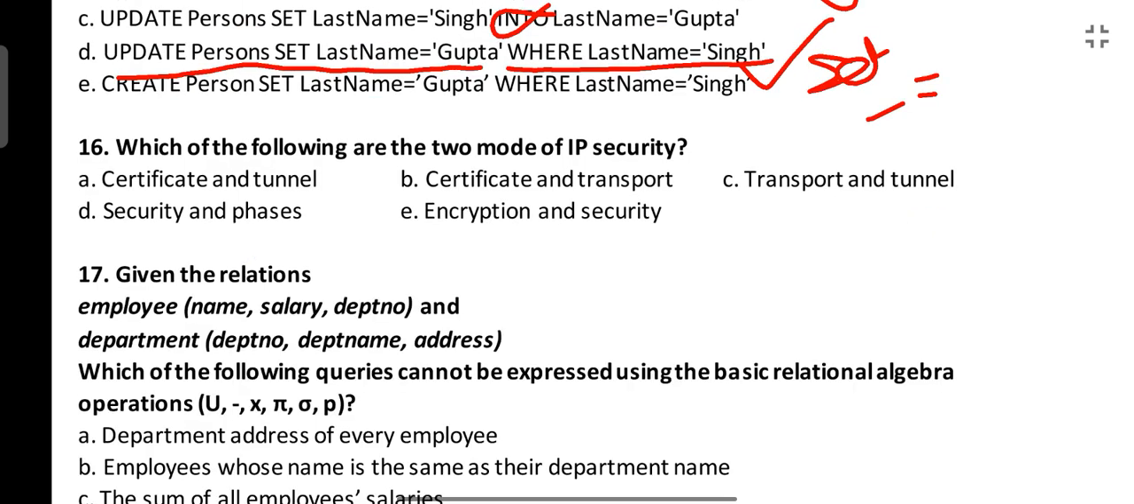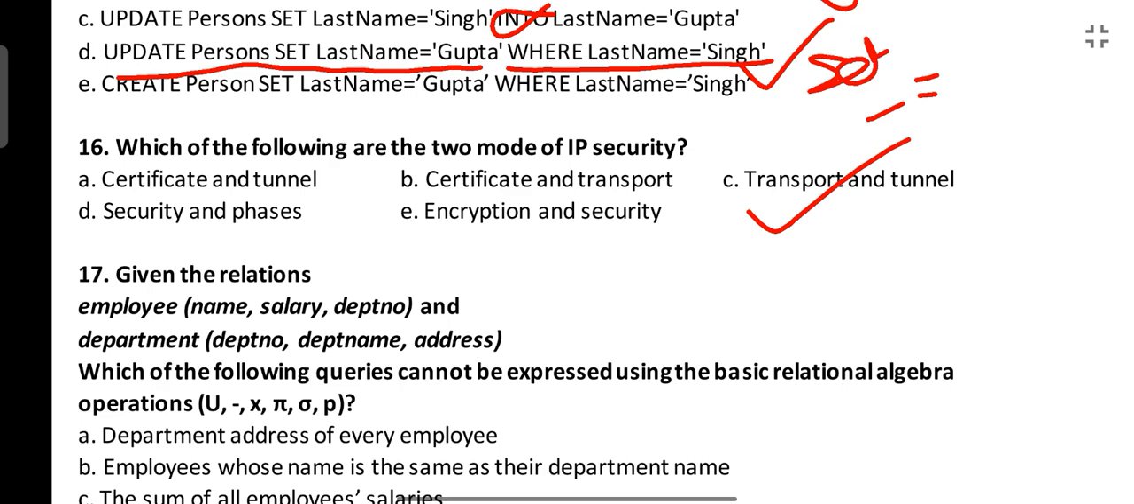Next is which of the following are two modes of IP security? IP security is a network layer security protocol. So the two modes are tunnel and transport. Option C, transport and tunnel mode. So what are transport and tunnel modes? What is the difference between those?